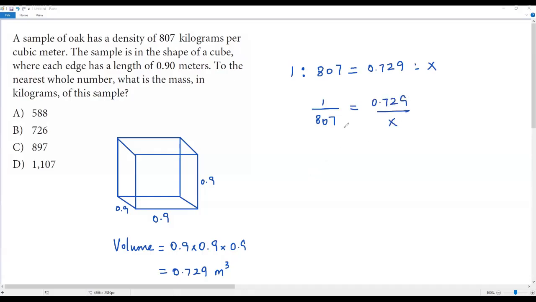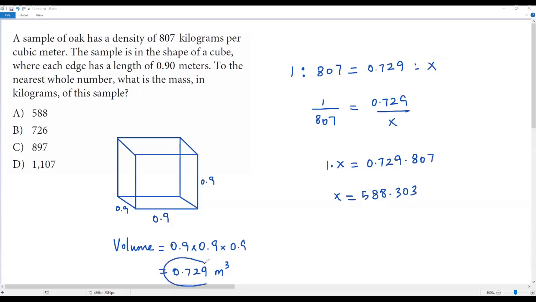Now we can do cross multiplication to solve for x. The numerator on the left side is multiplied by the denominator on the right side, x, and the numerator on the right side is multiplied by the denominator on the left side. So 1 times x equals 0.729 times 807. 1 times x is just x, and when I multiply 0.729 and 807, I get 588.303.